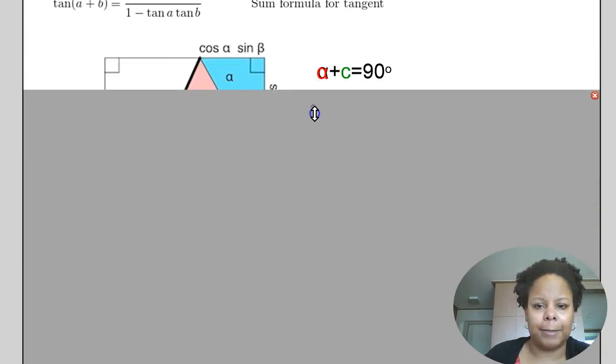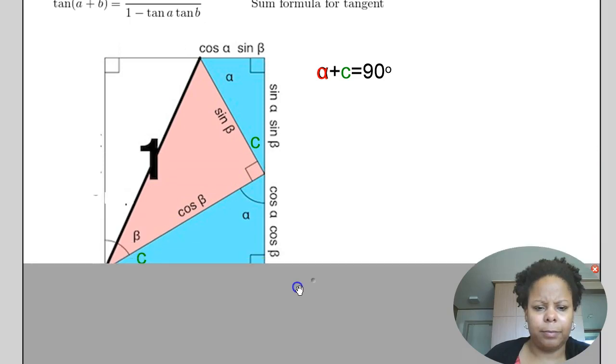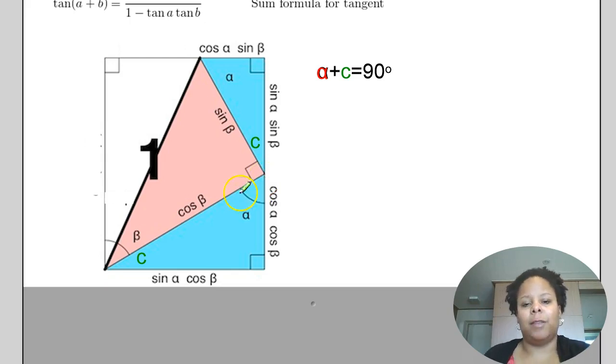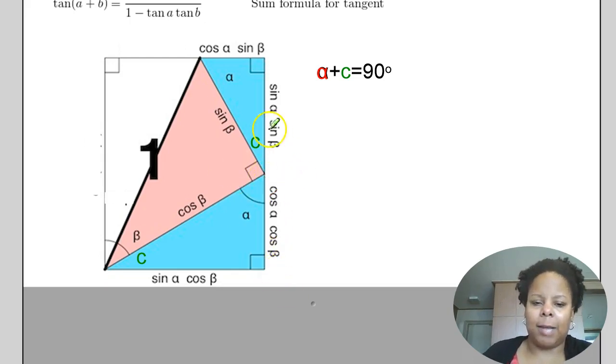So in this case, here's our alpha and beta triangle. Except that even though they share the same side length for their hypotenuse, I've rearranged the triangles a little bit differently. And I want to introduce this third angle called C. And the thing about C is that A plus C is 90 degrees, which makes sense because if we're in a right triangle, then the other two angles have to add up to 90 degrees, as we can see here.